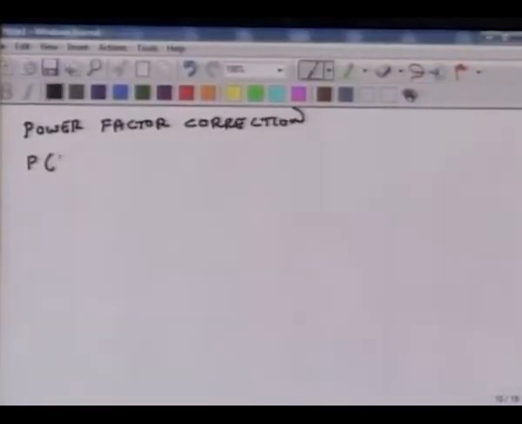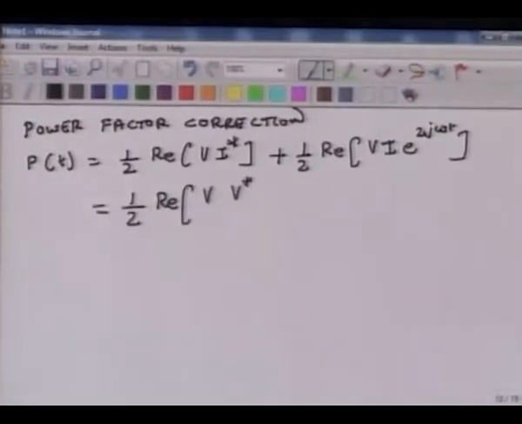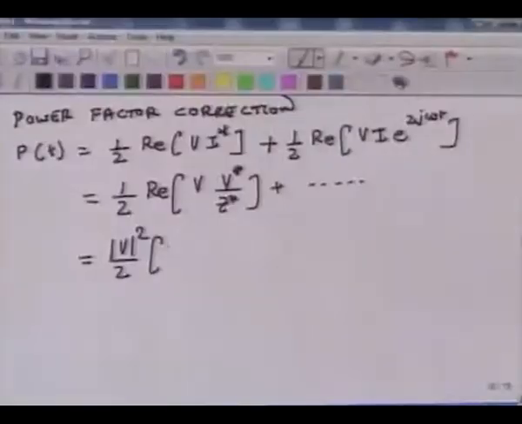So we saw that power is half real component of V times I star plus half of real component of V I e^{2j omega t}. So this is half real component of V star over Z star plus this oscillating component, and I know that V star is square of the magnitude of V, so I can bring it out.